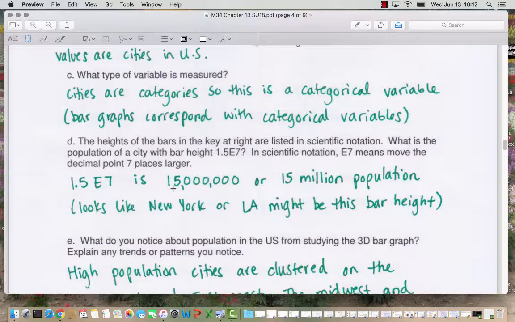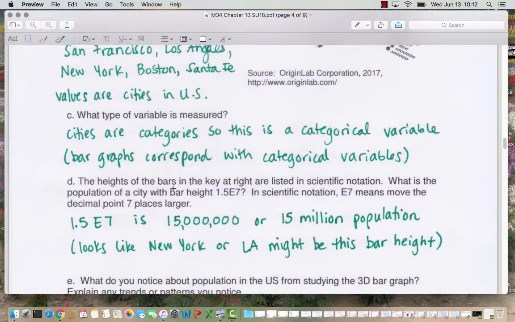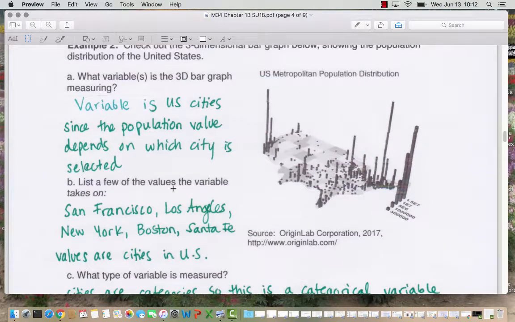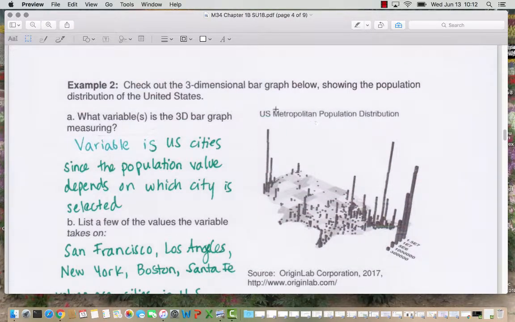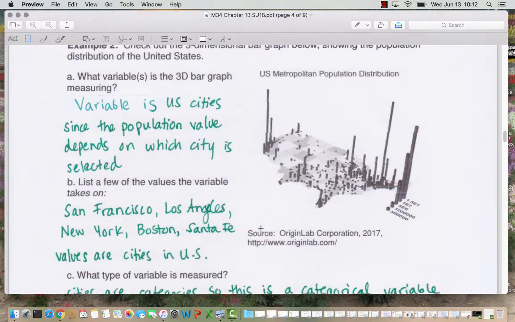So it looks like if we come back up to our bar chart, maybe New York or LA might be this tall height of 15 million. And when they say metropolitan area, they must be including also surrounding cities and surrounding areas.